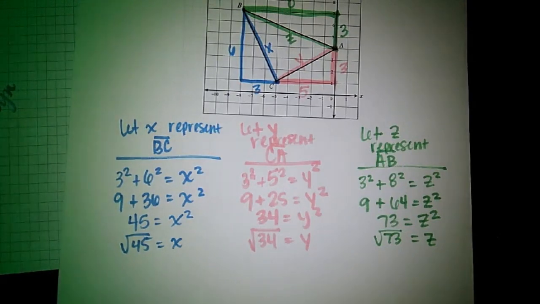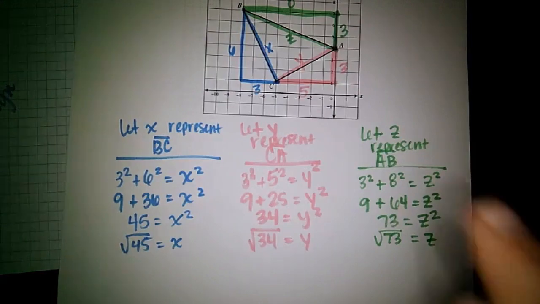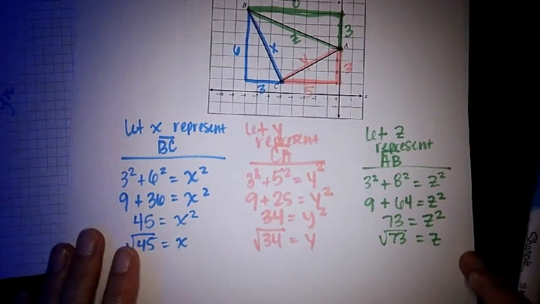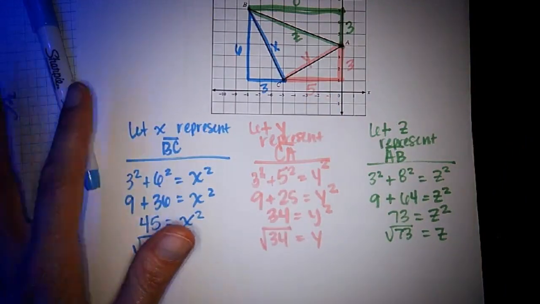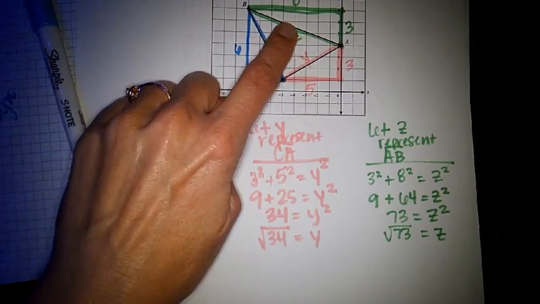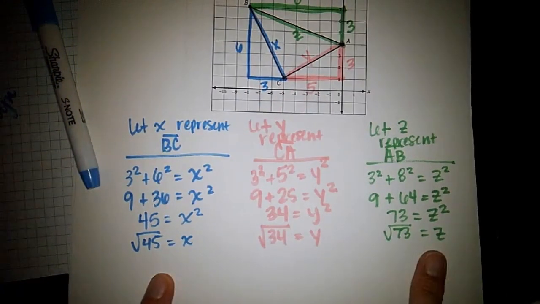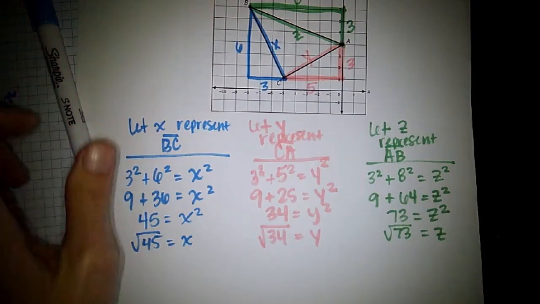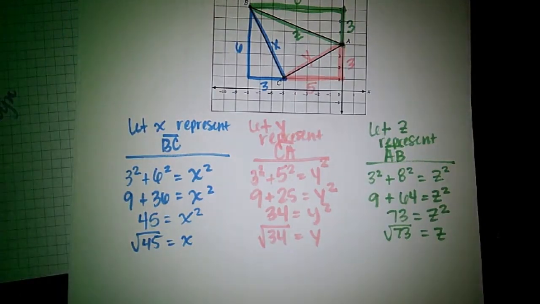Okay, are we done with our problem? No. What is the problem asking us? Is triangle ABC a right triangle? Well, we don't know. The whole thing we had to do just now was figure out the values of X, Y, and Z. Now that we have X, Y, and Z, we need to determine which of them is the hypotenuse. Which one's the hypotenuse? 73. How do you know? Because it's the longest one.